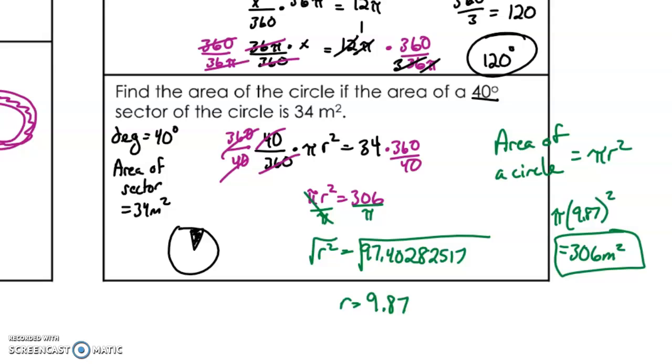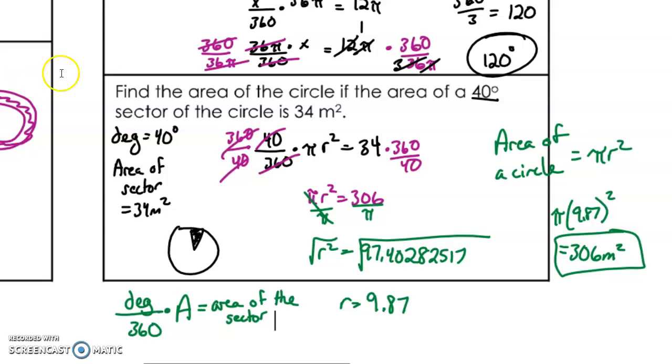Another way you could do this is, think about this. I told you at the beginning, it was degrees over 360 times the area of the circle, and that gets you the area of the sector. So when you moved the 360 over 40 on both sides, you were left with pi r squared. That's literally the area of your circle. And so you could have stopped right there and said, hey, this circle is 306.